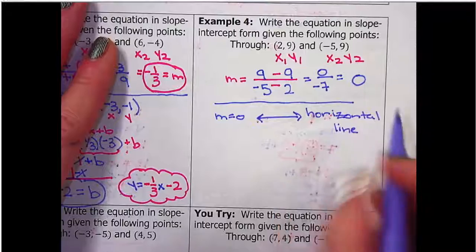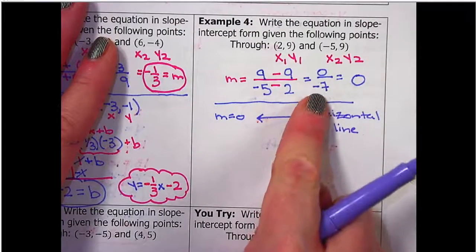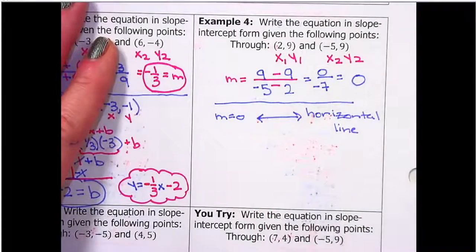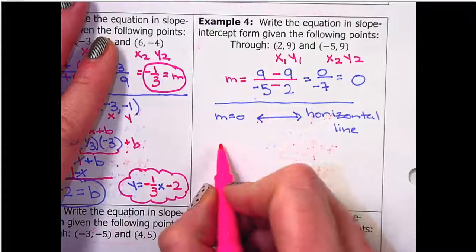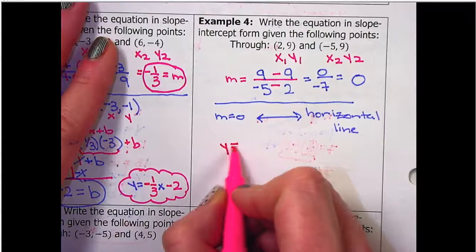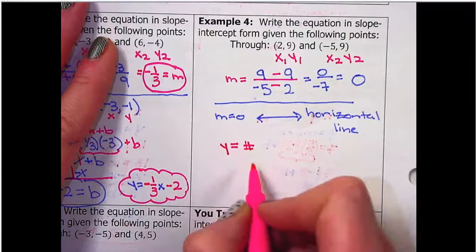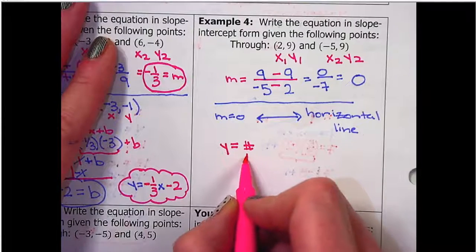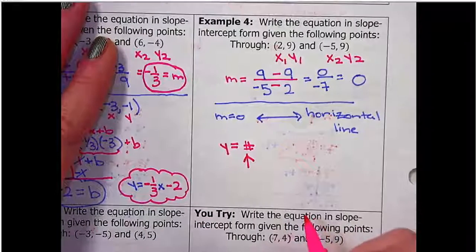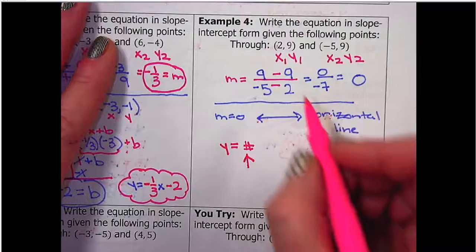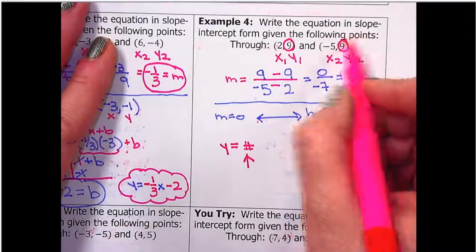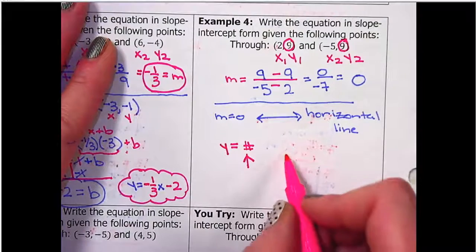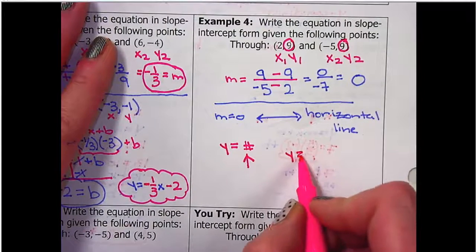Okay. So whenever I get 0 for my numerator or denominator, I have to be like, whoa, wait a minute, special case. When m is actually 0, it's a horizontal line, and the equation for all horizontal lines is y equals some number. I just need to figure out what number that is. Well, I happen to have two ordered pairs that have y in it, and checking them out, it's no coincidence that y has the same number. The equation of this line is y equals 9.